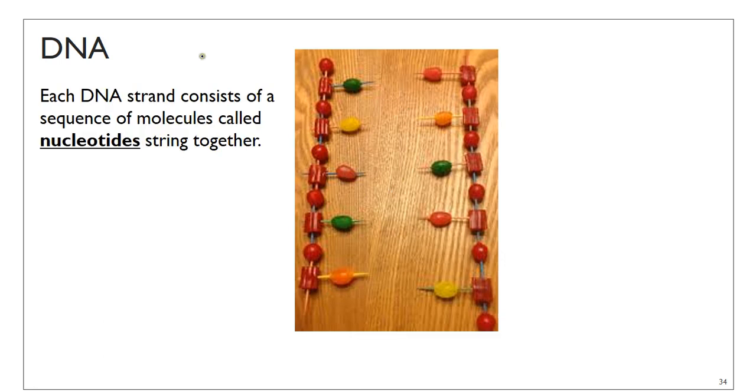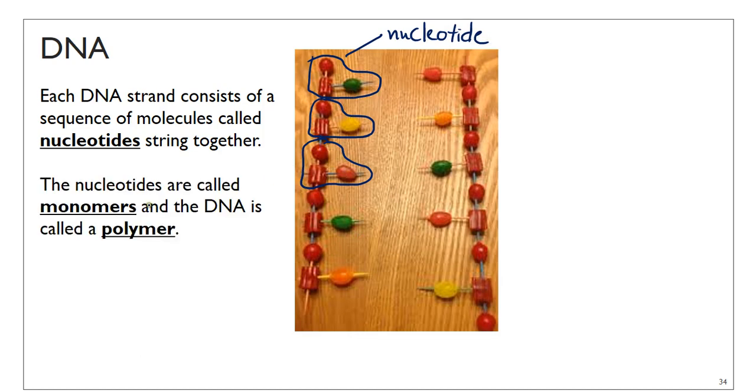But you will see that each DNA strand, so there are two strands in a DNA molecule, and each strand consists of a sequence of molecules called nucleotides. So you can see some repetition here. So this is the first nucleotide, and then this is the next one, and then this is the next one. So you have multiple nucleotides strung together, and that gives you one strand. The nucleotides also have a general name, and they are called the monomers.